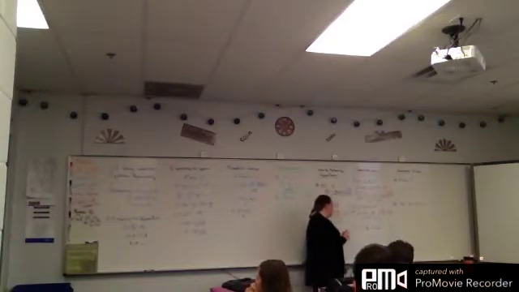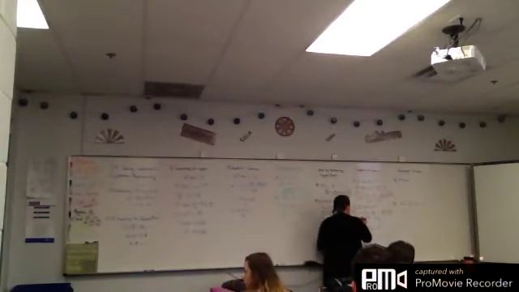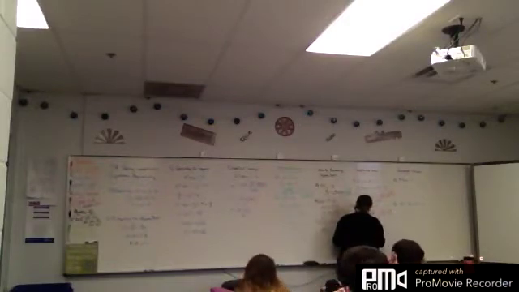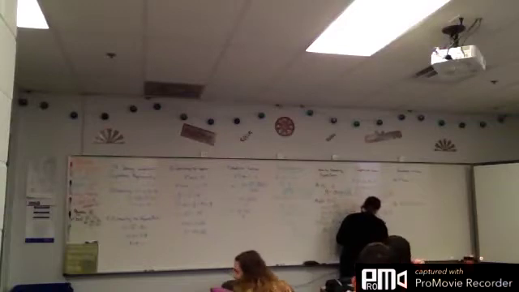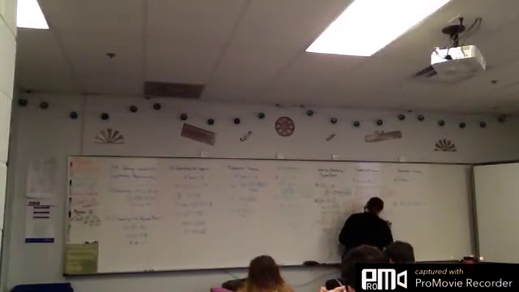Now what do you do from there? Take the square root. And you get x plus 2 equals plus or minus radical 2.5.